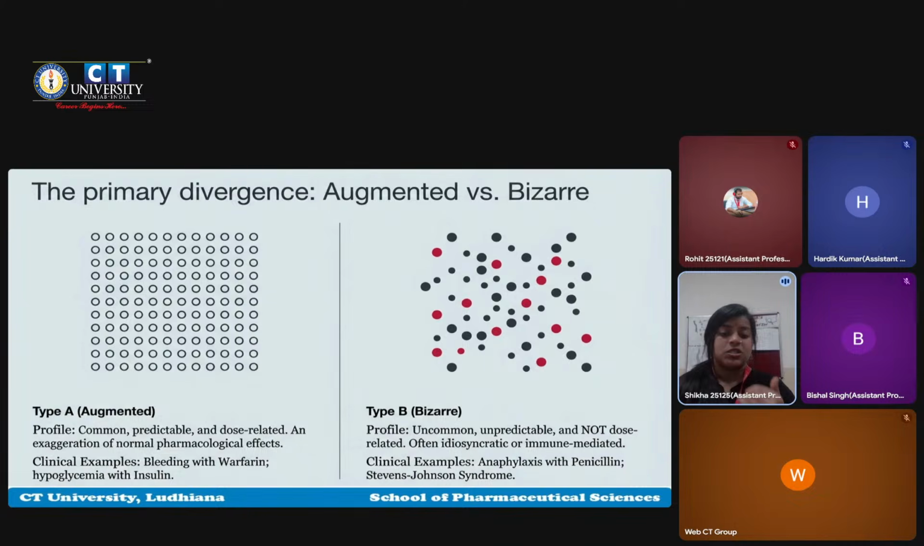Suppose the example given here: the patient is using warfarin. Warfarin is an anticoagulant, meaning it will not allow coagulation, that is platelet aggregation, right? So if the dose of warfarin is increased, the chances of bleeding can be increased. That's why it is common and predictable that if you increase the dose of warfarin, it will increase the bleeding consequences.